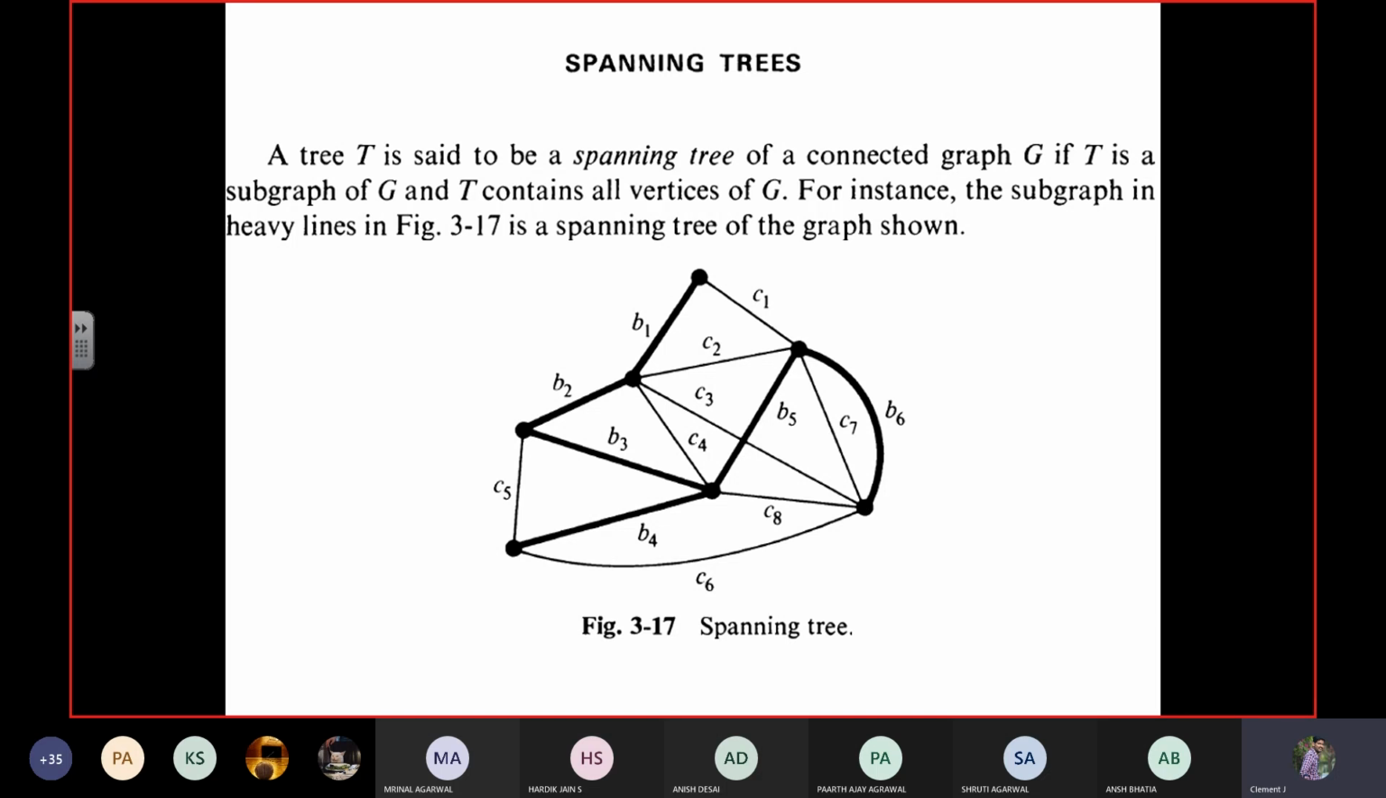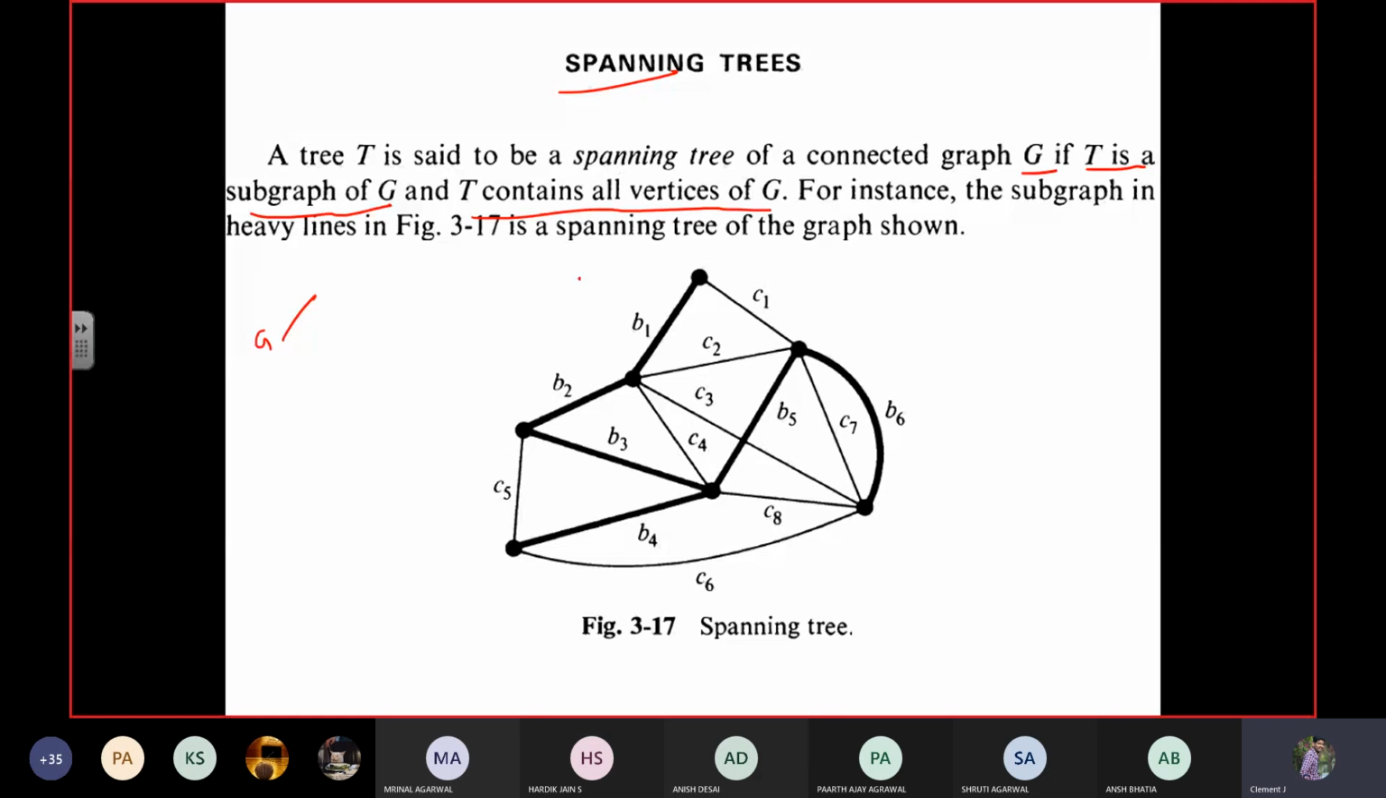The same definition applies to the spanning tree also. You will have the original graph G, from which you will construct one tree. That tree contains all the vertices of the original graph G. Such a tree is called a spanning tree, which is why the word spanning is used. From G, you are constructing one T, that is a subgraph, and that tree contains all the vertices of G. So such a tree is called a spanning tree.